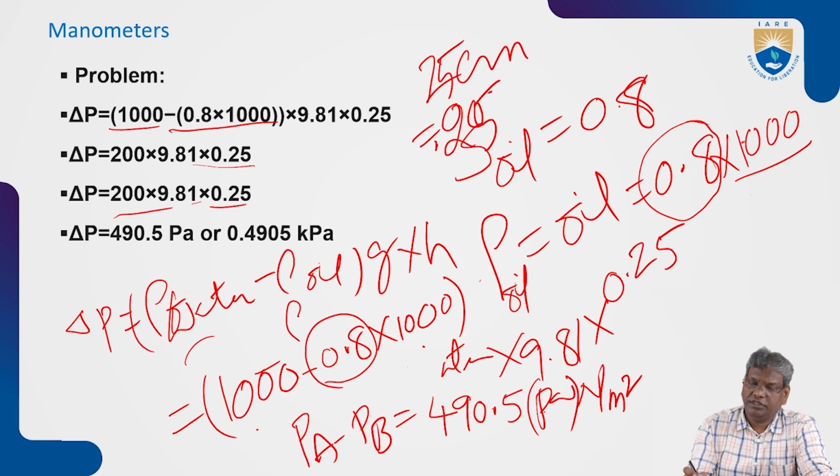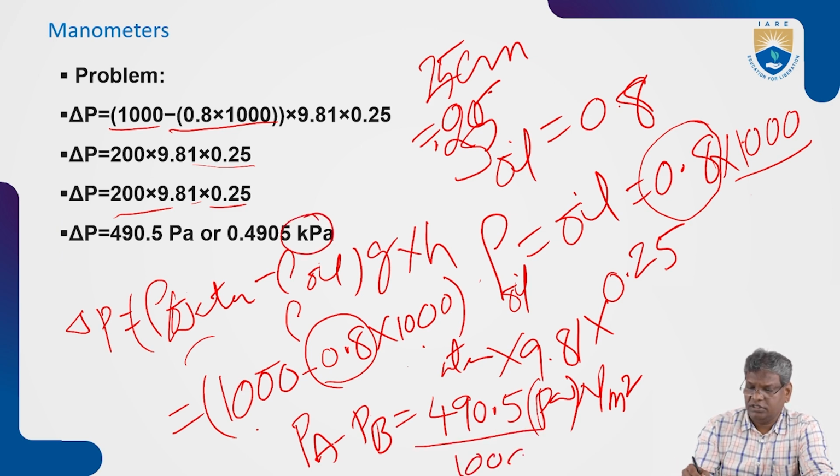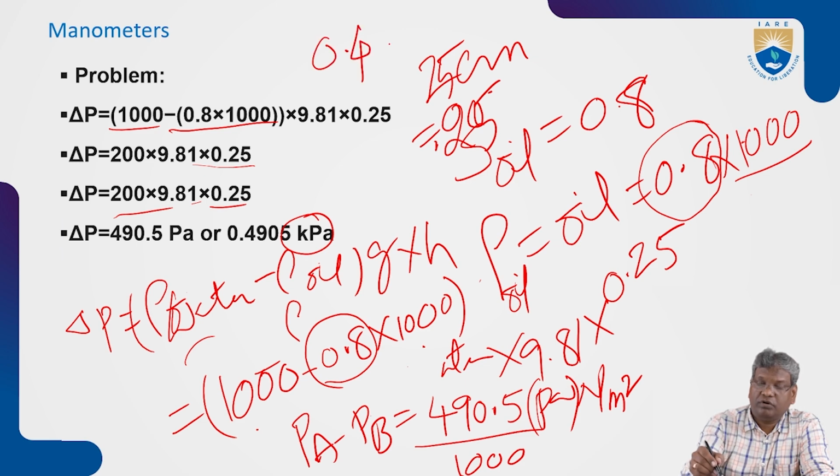Or if you want to write it generally, this pressure can be kept in terms of kilopascals. You just divide by 1000. So we can have 0.4905 kilopascals.